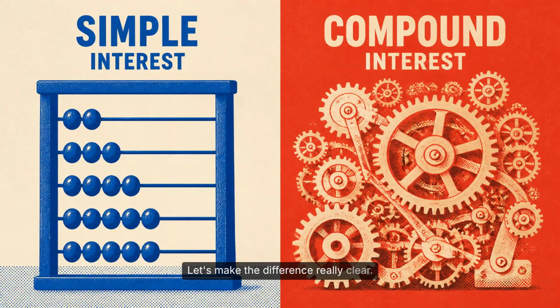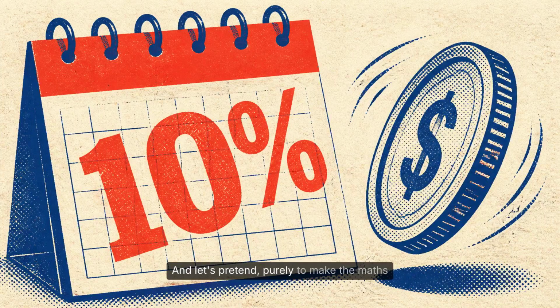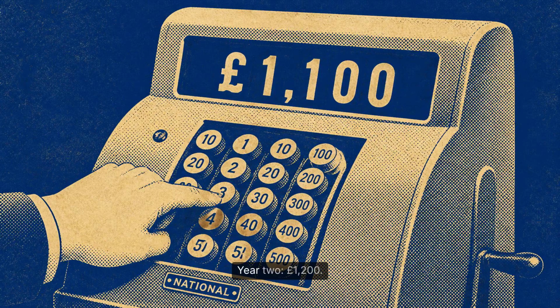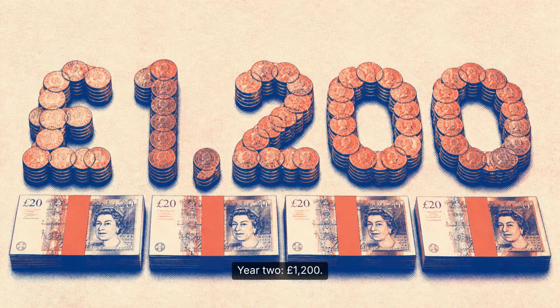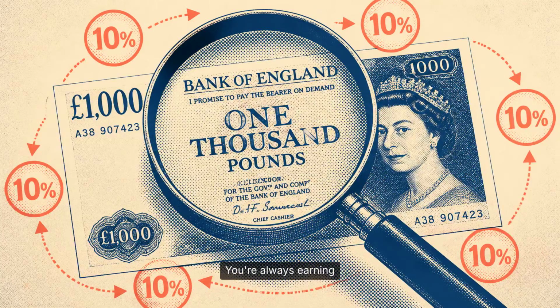Simple interest versus compound interest. Let's make the difference really clear. Imagine you have 1,000 pounds. And let's pretend, purely to make the math simple, that you earn 10% every year. With simple interest, you'd make 100 pounds every year. Year 1, 1,100 pounds. Year 2, 1,200 pounds. Year 3, 1,300 pounds. You're always earning 10% of the original 1,000 pounds.